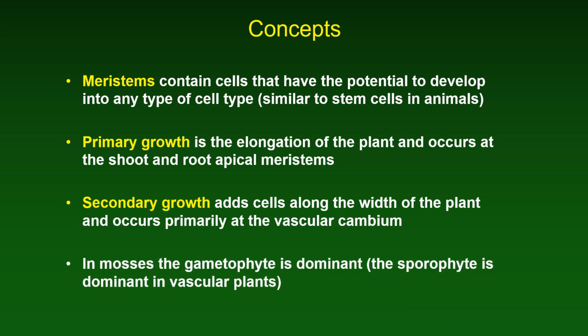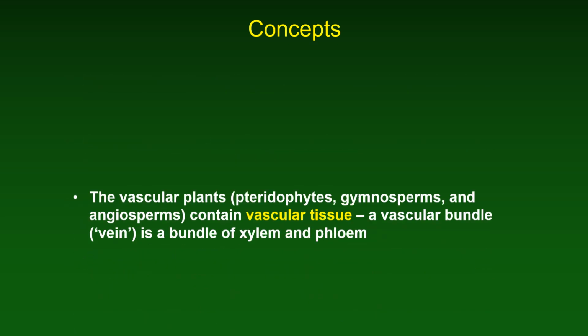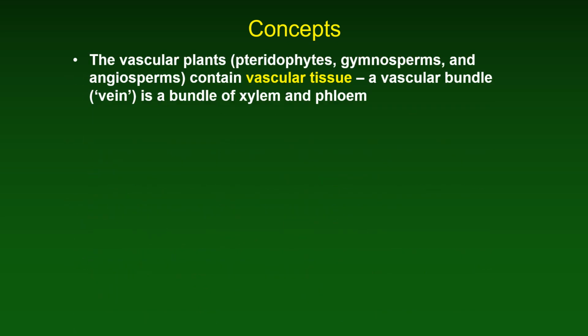Looking at the progression or the trend that we saw, we started out with the mosses. And remember, in the mosses, the gametophyte is dominant. The sporophyte is dominant in all other terrestrial plants. The vascular plants have xylem and phloem. Xylem to conduct water and phloem to conduct sugar. And the veins that you see in a leaf, those are bundles of xylem and phloem. So the vascular plants would be the ferns, the conifers, and the flowering plants.